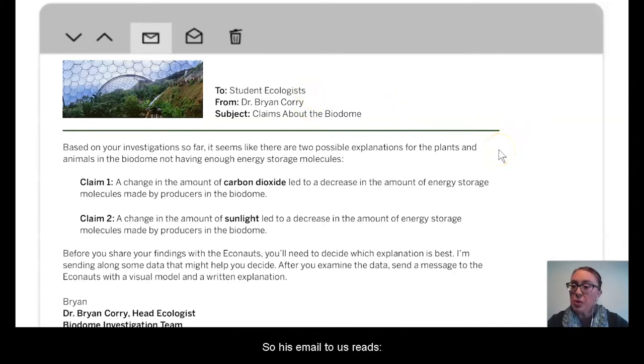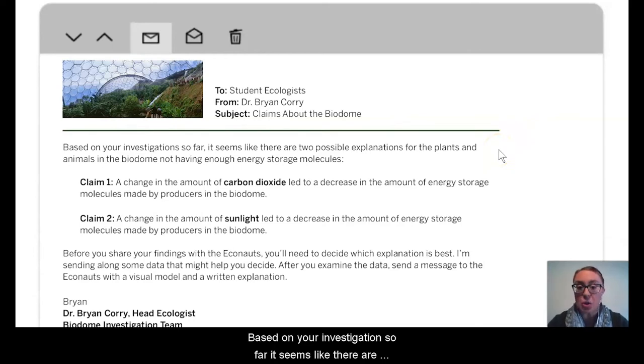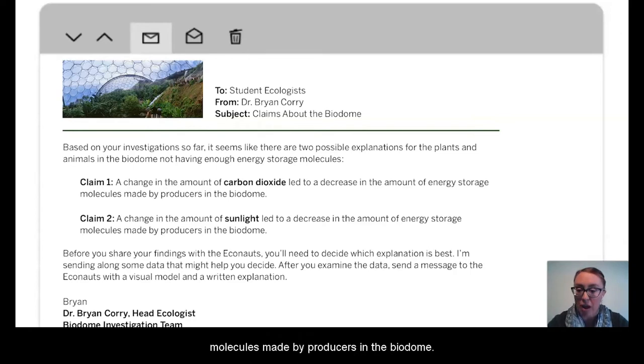So his email to us reads, "Based on your investigations so far, it seems like there are two possible explanations for the plants and animals in the biodome not having enough energy storage molecules. Claim one is that a change in the amount of carbon dioxide led to a decrease in the amount of energy storage molecules made by the producers in the biodome. Claim number two is that a change in the amount of sunlight led to a decrease in the amount of energy storage molecules made by producers in the biodome.